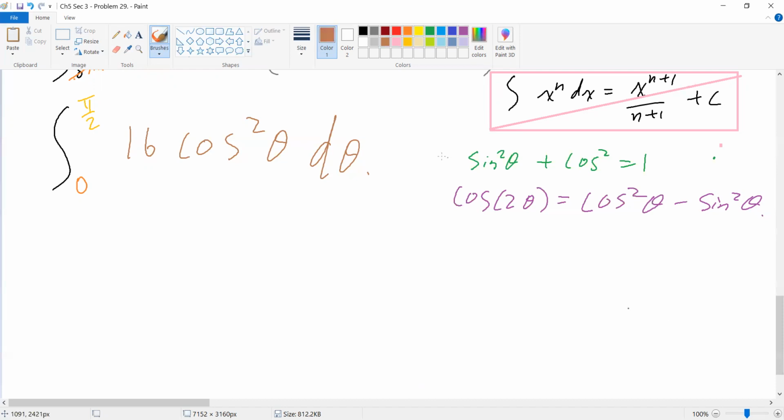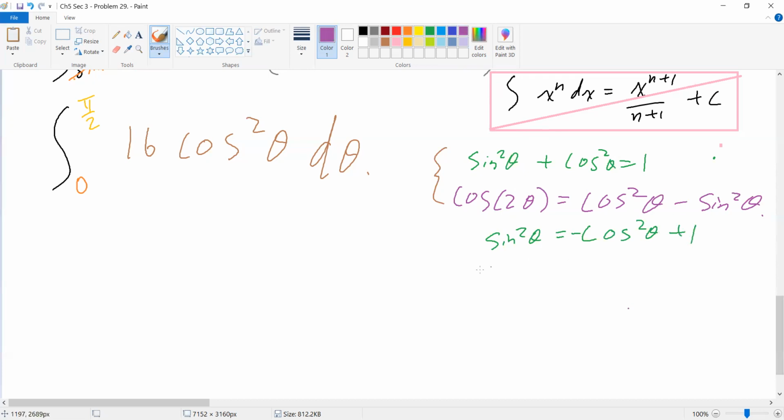With these two equations, we're going to combine them together, and we're going to be able to substitute in cosine squared of theta, and then we'll have a statement with no more powers. So what I'm first going to do is get rid of the sine in our double angle formula. So sine squared of theta is equal to negative cosine squared of theta plus 1.